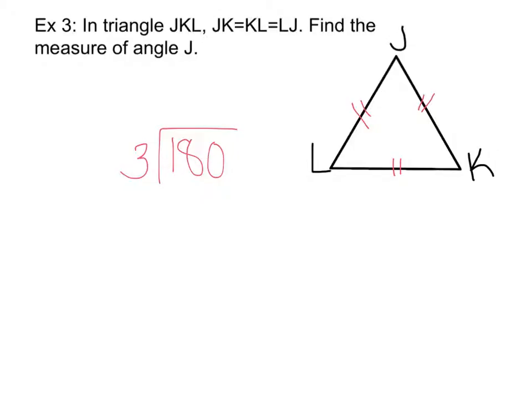And when we do that, 3 goes into 18 6 times, 3 goes into 0 0 times. So therefore, we know that angle J is 60 degrees. And we also know that angle K is 60 degrees and angle L is 60 degrees, because if their sides are the same length, so are their angle measures. Now, we call this type of triangle an equilateral triangle because we have 3 equal sides and 3 equal angles.